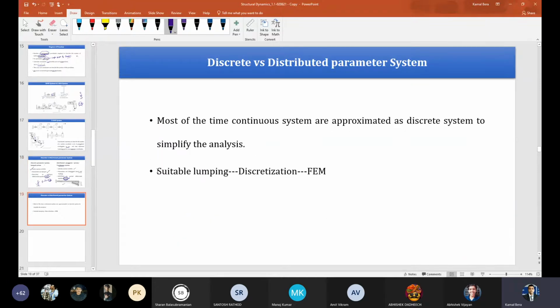So what you do is sometimes suitable lumping, that's called discretization, and the discretization approach is better done using the finite element method. Just remember the terminology, you don't have to know it now. You have not learned it yet; maybe in the 4th year there will be a course on the finite element method. Through this the discretization can be done. Just remember the terminology, nothing else.